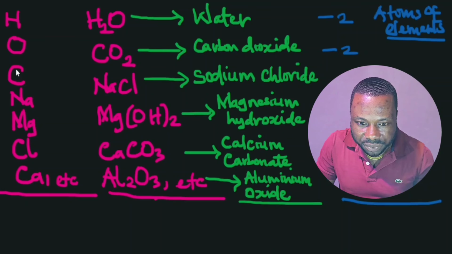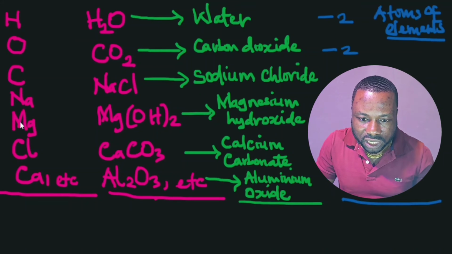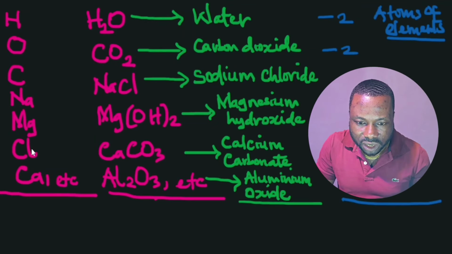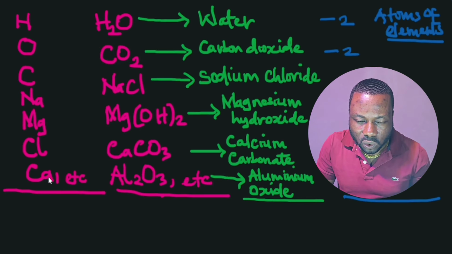If it is C, capital C. If it is two letters Na, only N will be written as a capital letter. If it is Mg, only the M will be written as a capital letter. If it is Cl, only the C will be written as a capital letter. And if it is Ca, only the C will be written as a capital letter.